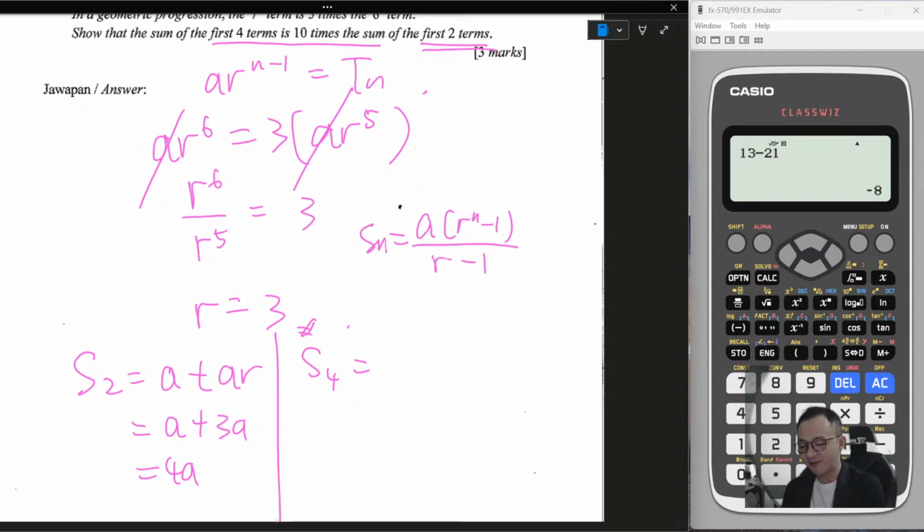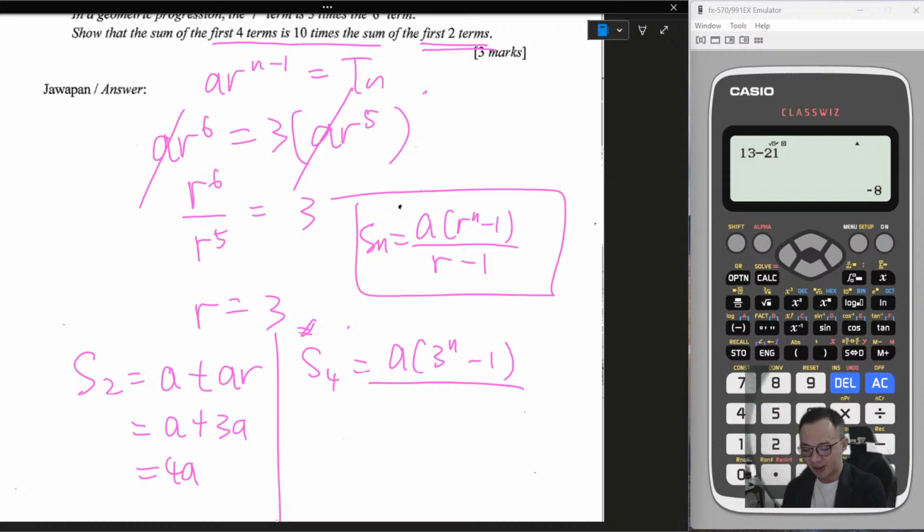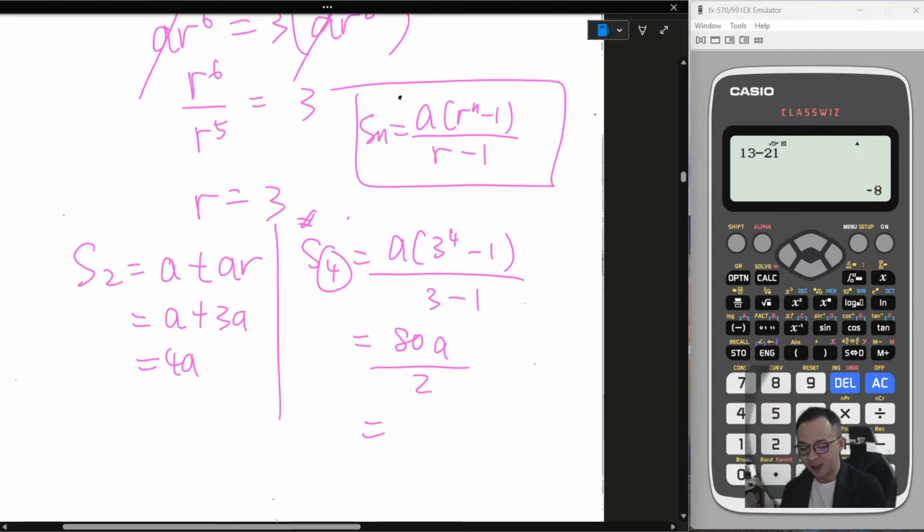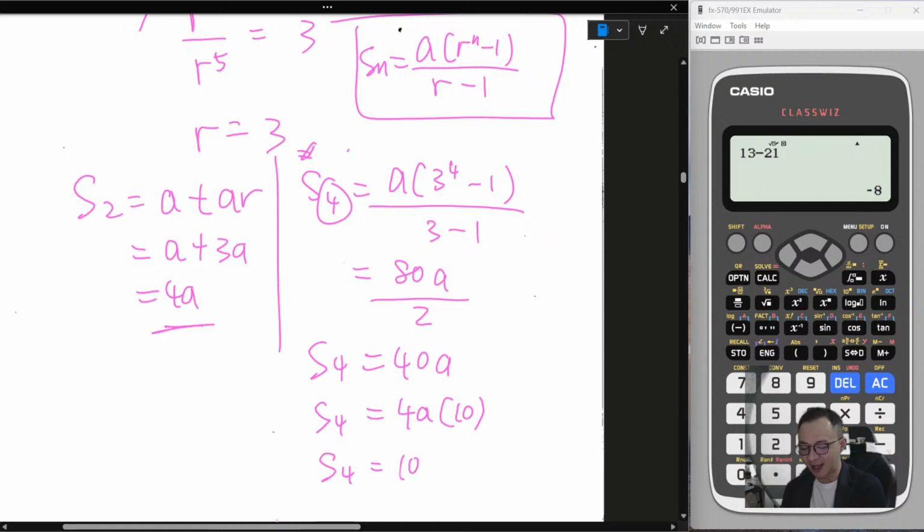Okay, I will apply this Sn formula. So a times r to the n, where r is 3, minus 1, over r minus 1, which is 3 minus 1. And n is 4. So this one is 80, 80a divided by 2, so it's 40a. This is S4. And I know S2 is 4a, isn't it? So I factorize out the 4a, then I get 10, isn't it? Therefore, S4 equals 10 times S2. They asked me to show, right? Shown.